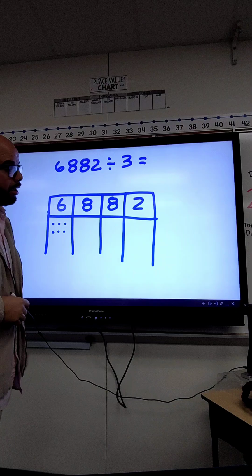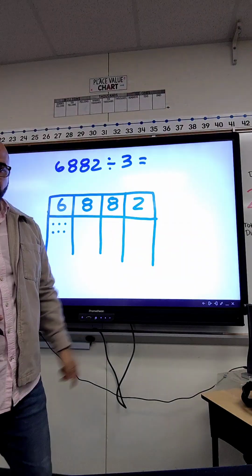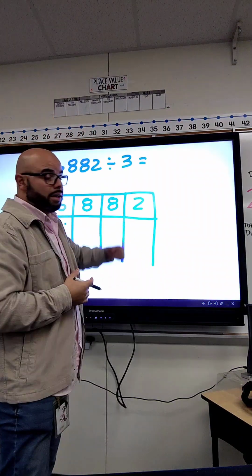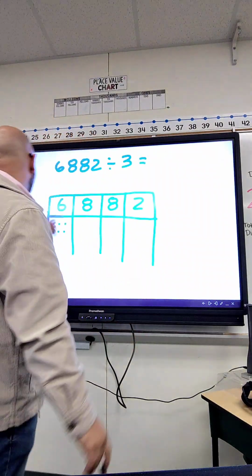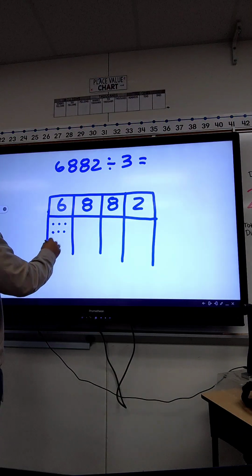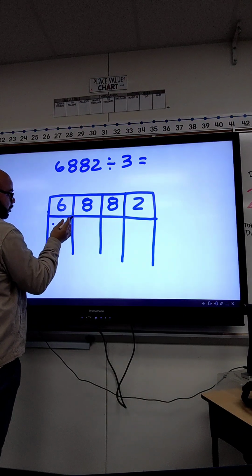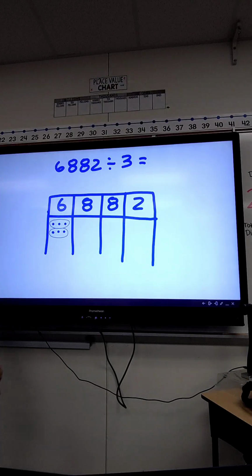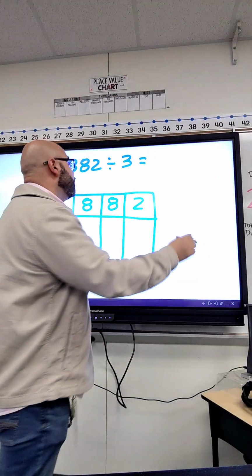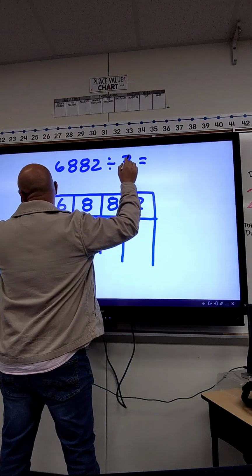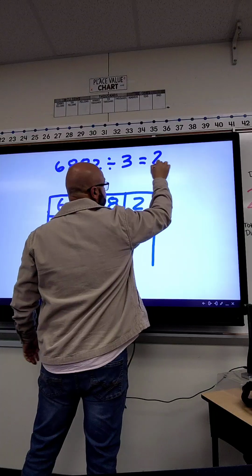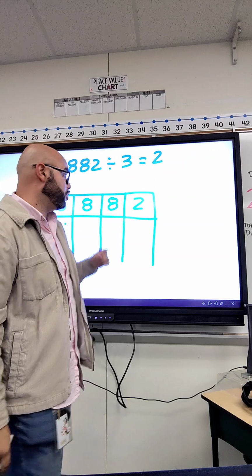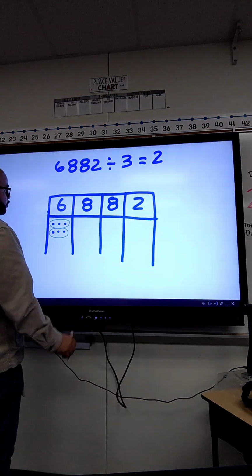6 dots. My divisor tells me that I'm going to be making groups of 3. Whatever your divisor is, that is the size of your group. So right now we have groups of 3. I'm going to make groups of 3 out of the 6 dots. 1, 2. I was able to make 2 groups of 3. That is the first digit in my quotient, the quotient being your answer to a division problem. So that's the first digit, 2. Now let's continue on.